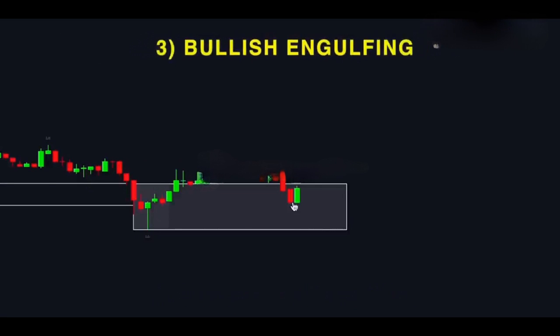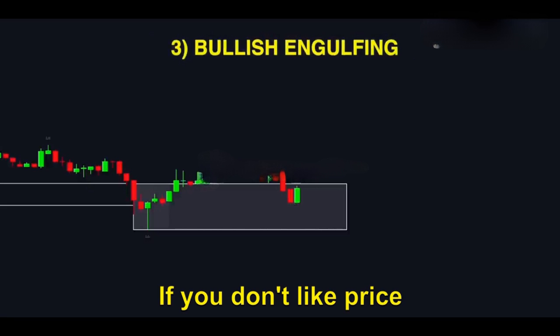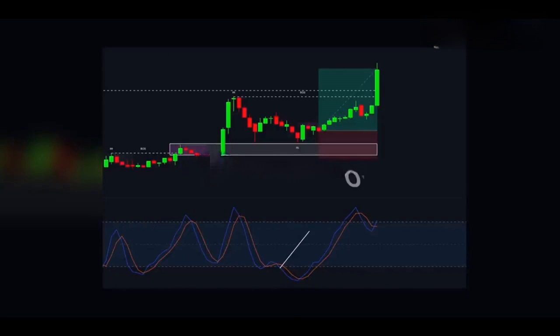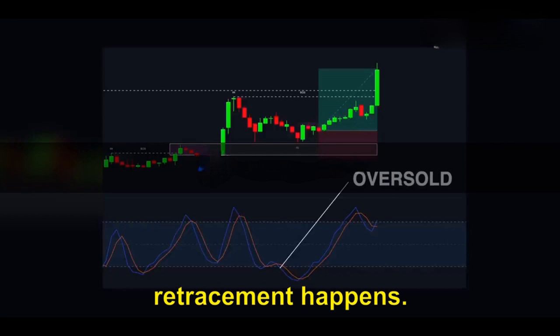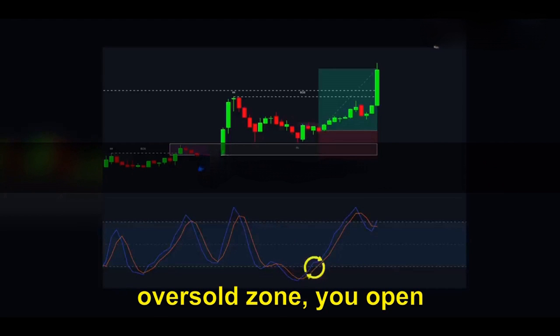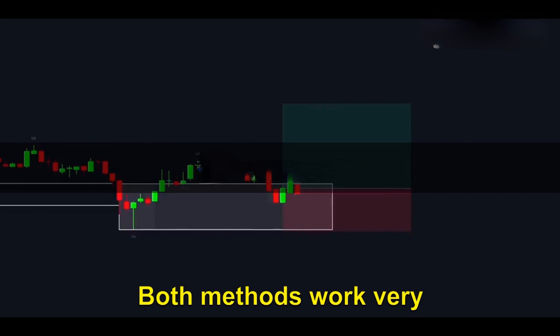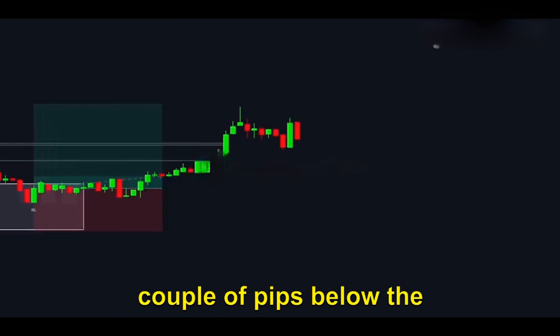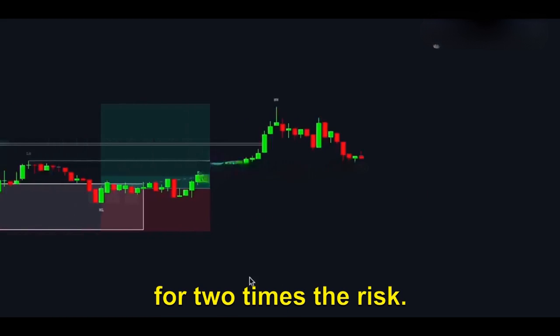A reversal pattern like bullish engulfing will do. If you don't like price patterns, you can use the stochastic RSI instead. It should become oversold when retracement happens. The moment it leaves the oversold zone, you open a trade. Both methods work very well. The strategy's money management is simple. Set the stop loss a couple of pips below the liquidity swipe and aim for 2 times the risk.